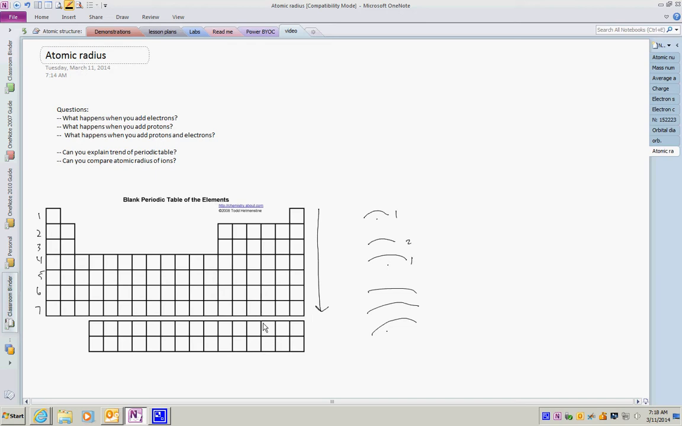Take fluorine versus chlorine. Well, chlorine has an extra energy level, and that's why it's bigger. You could go one more down to bromine, again the same thing. Bromine's bigger than chlorine. Iodine is bigger than bromine, all because of additional energy levels.